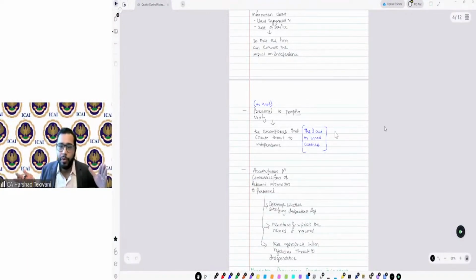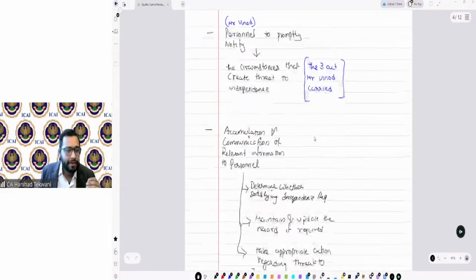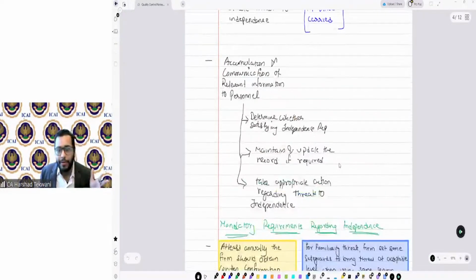So today we are going to continue the topic of quality control. Okay. So till last session we were discussing quality control and SQC1. Now again, we'll continue the topic of SQC1 and we'll continue the discussion.